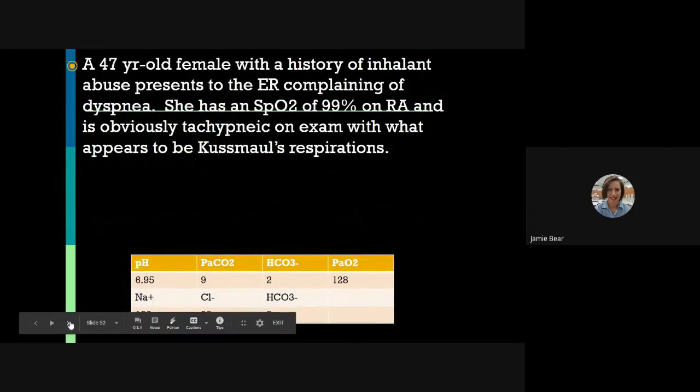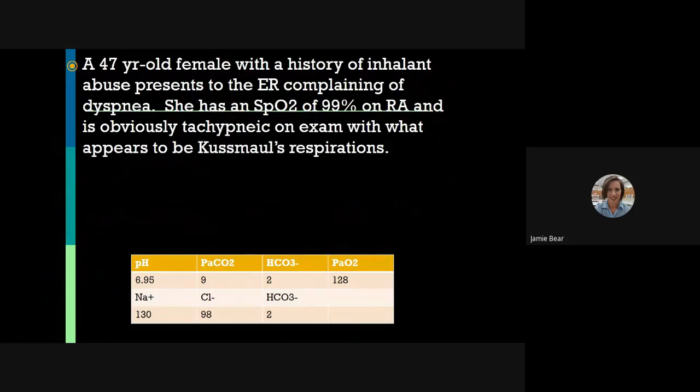Okay, a 47-year-old female with a history of inhalant abuse presents to the ER complaining of dyspnea. She has an SpO2 of 99% on room air and is obviously tachypneic on exam with what appears to be Kussmaul's respirations. Her pH is 6.95, her PaCO2 is 9, her bicarbonate level is 2, and her PaO2 is 128. So this patient has a severe, partially compensated metabolic acidosis.